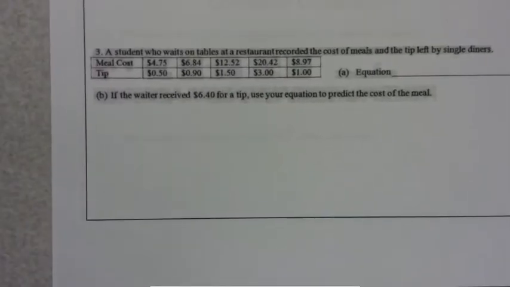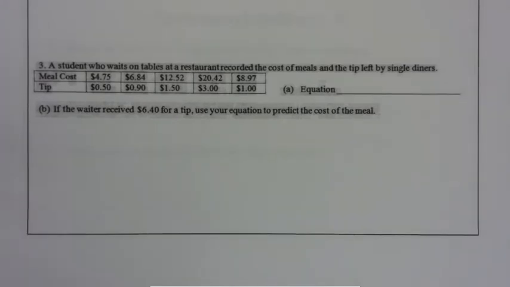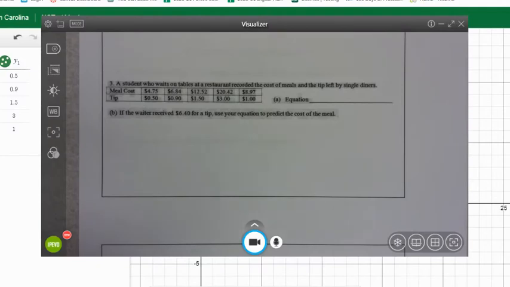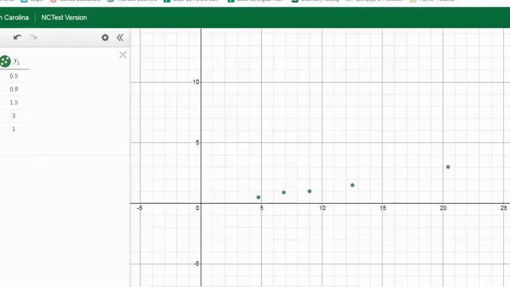So this is our first example here. I already have my data in Desmos in a table. So go ahead and pause the video and put this meal cost in X and tip in Y. So now you have your table in Desmos. We're going to come into this second line here, and we're going to do our regression right in Desmos.